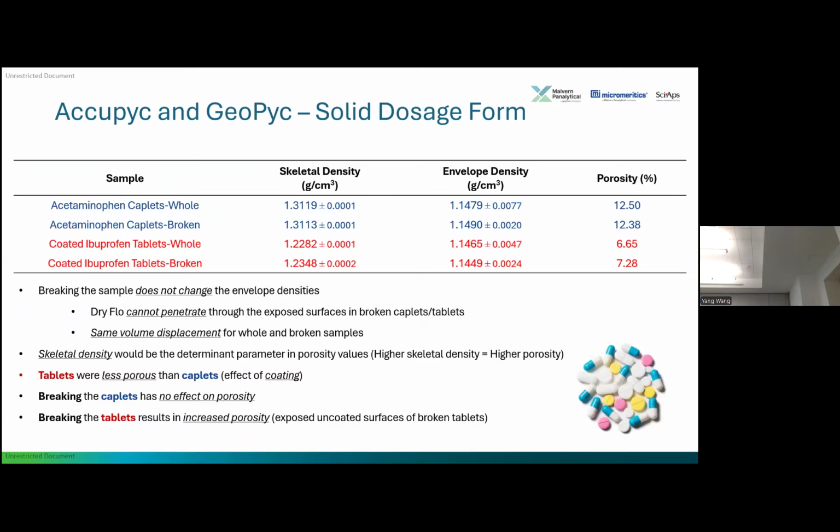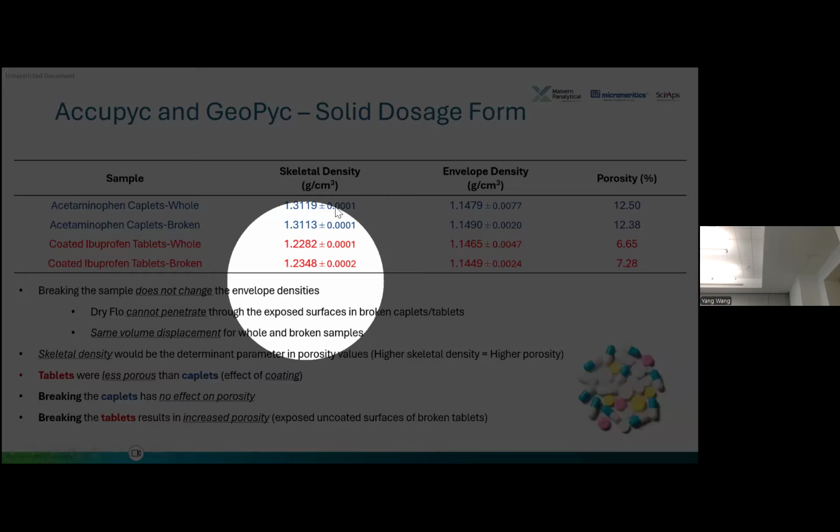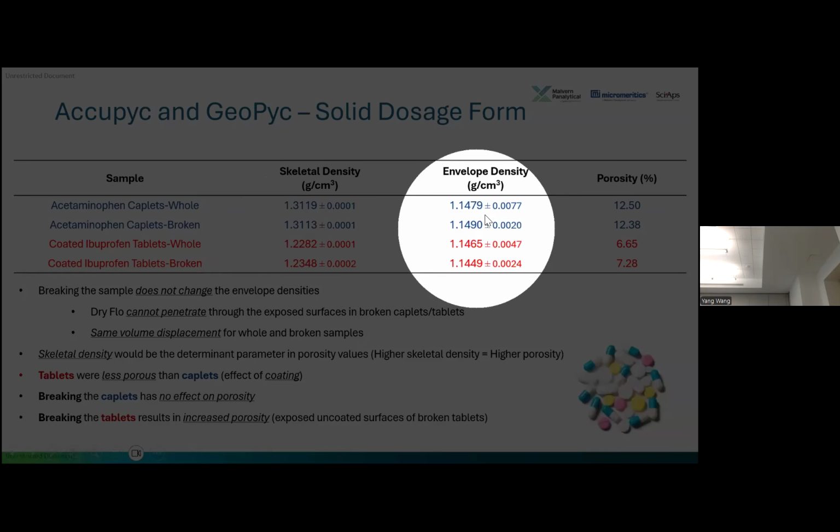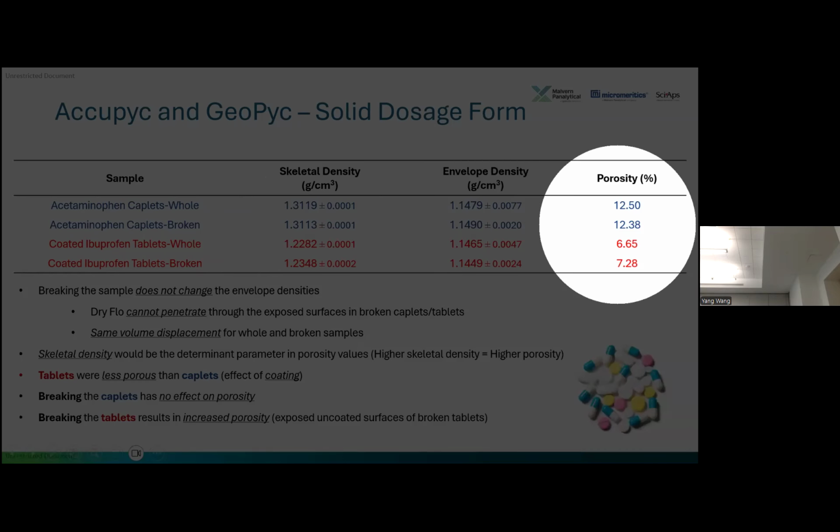Looking at calculating percent porosity using the AccuPyc and the GeoPyc, for tablets and things. So you have here the skeletal density, you have the envelope density, and then from that you can calculate the percent porosity.